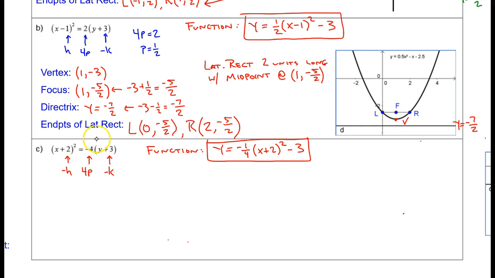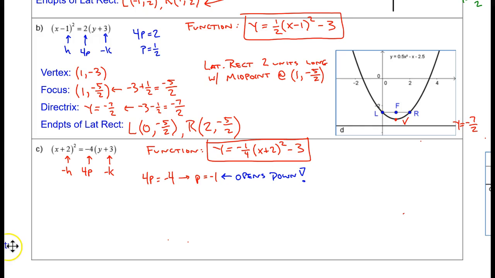So we do have a change here with this one. Let's take a look at 4p. We have 4p equals -4. That tells me that p equals -1. So that gives us some new information, something we haven't seen in the previous couple examples. This parabola opens down because we have that p value as negative.